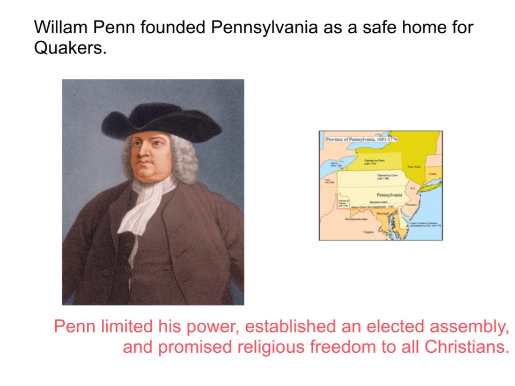Penn limited his power. He didn't want to be a tyrannical leader of a colony, so he had very limited power. He established an elected assembly of people who were voted in. They were representatives, and he promised religious freedom to all Christians who came to Pennsylvania. So this was the model colony of representative government and religious freedom.